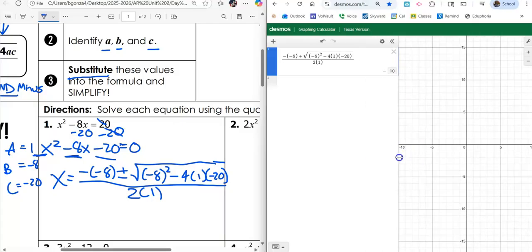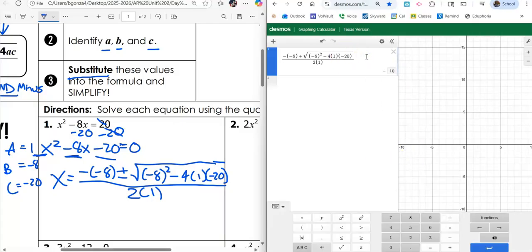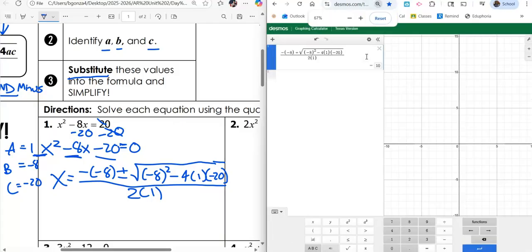I have a question. Back in your day, we didn't have this. So how did you solve that? We actually knew the math. It was crazy.